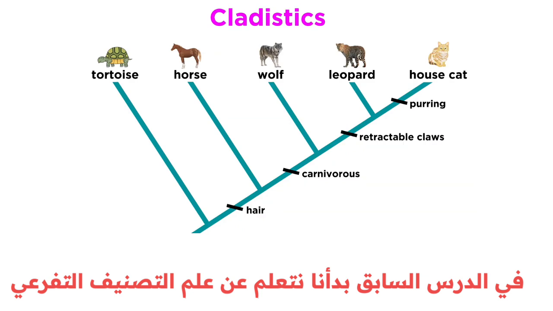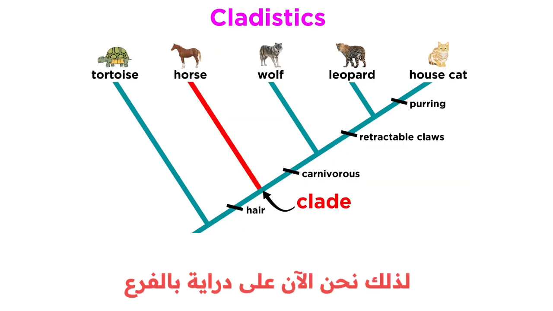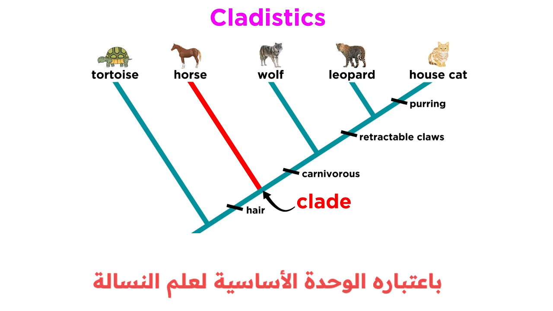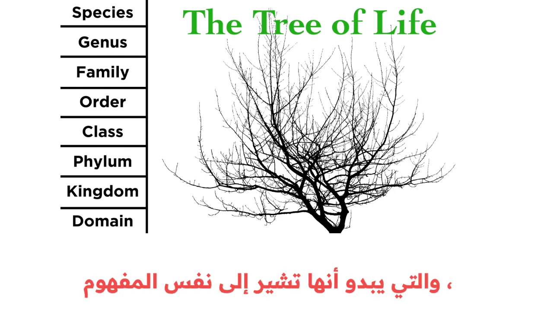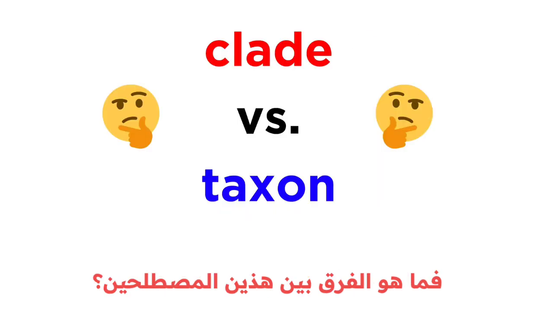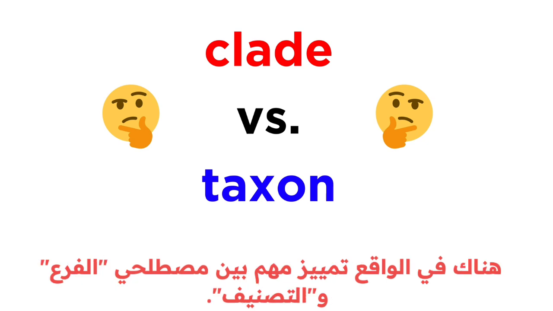In the previous tutorial, we began to learn about cladistics, so we are now familiar with the clade as the fundamental unit of phylogeny. But we have also learned about taxa when discussing the tree of life, which seem to imply the same concept. So what's the difference between these two terms? There is indeed an important distinction between the terms clade and taxon.